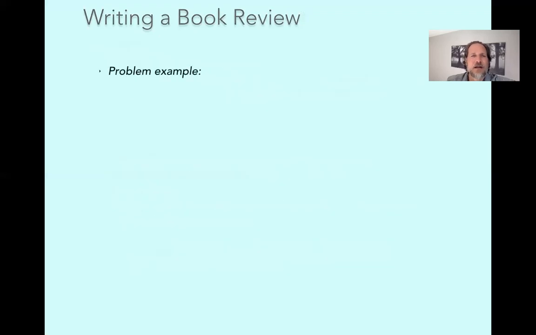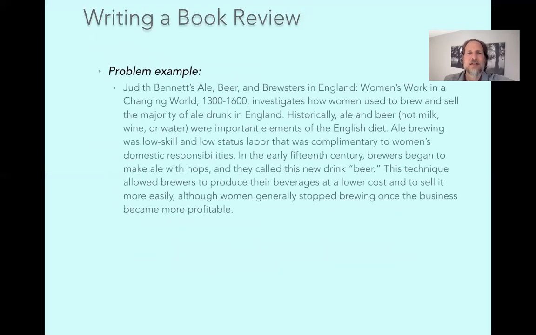All right. Problem example. Judith Bennett's "Ale, Beer, and Brewsters in England: Women's Work in a Changing World, 1300 to 1600," investigates how women used to brew and sell the majority of ale drunk in England. Historically, ale and beer were important elements of the English diet. Ale brewing was low skill, low status labor, complementary to women's domestic responsibilities. In the early 15th century, brewers began to make ale with hops. They called the new drink beer. The technique allowed brewers to produce beverages at lower cost and sell them more easily, although women generally stopped brewing once the business became more profitable.